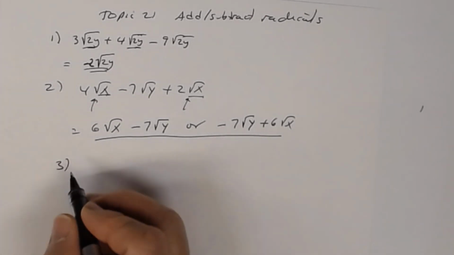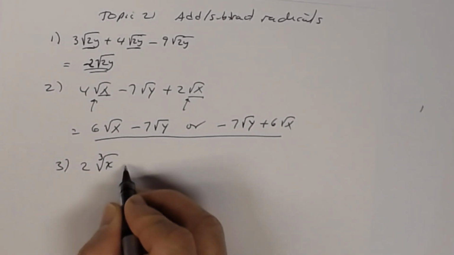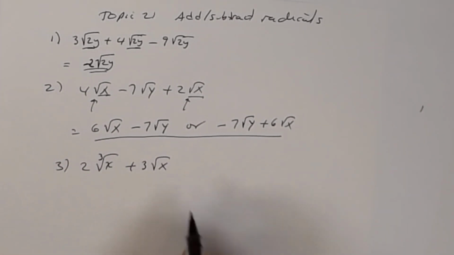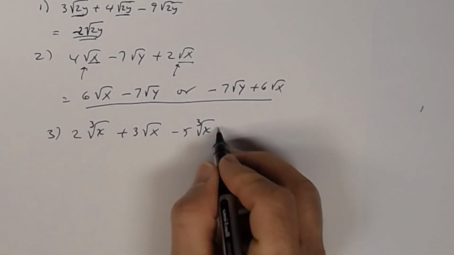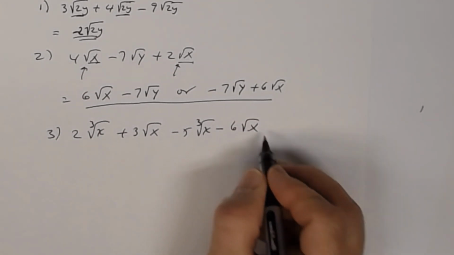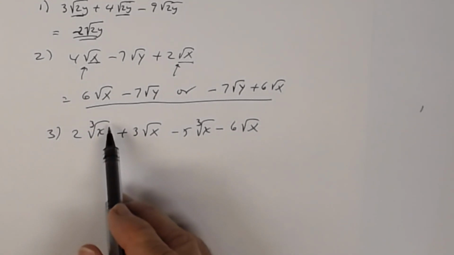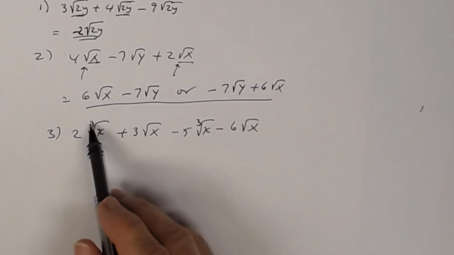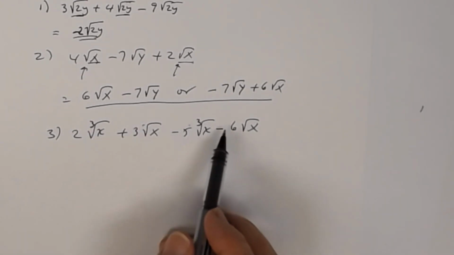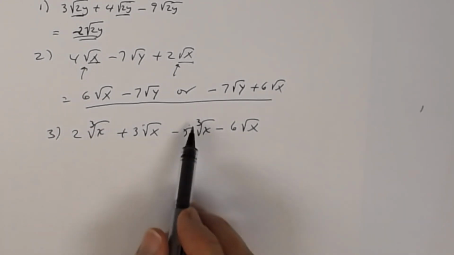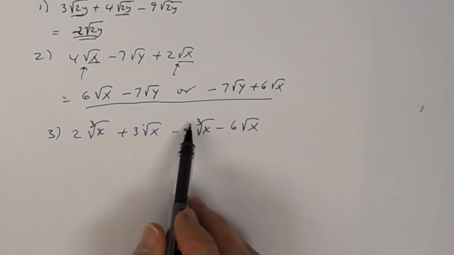All right, number 3. When you look at number 3, we have 2 cube root of x plus 3 square root of x minus 5 cube root of x minus 6 square root of x. And so notice again, I have 4 terms, but they're not all like terms. For one thing, this is cube root, so this index is 3, this index is 2, this is 3, this is 2. So they all have different indices. They all have the same radicands, but the problem is that the indices are different.